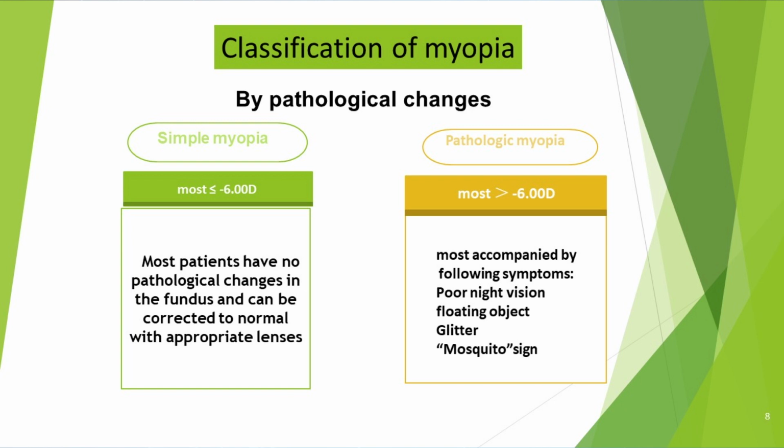Pathological myopia. Myopia usually exceeds -6. In addition to poor distance vision, it's usually accompanied by symptoms of poor night vision, flying mosquitoes, floating objects, astigmatism, and other symptoms. With dilation forming scleral staphyloma, a series of pathological changes will also occur in the eye tissue, such as lambda-shaped fundus, lacquer cracks, Fuchs spots, lattice degeneration around the retina, subretinal neovascularization, and so on.